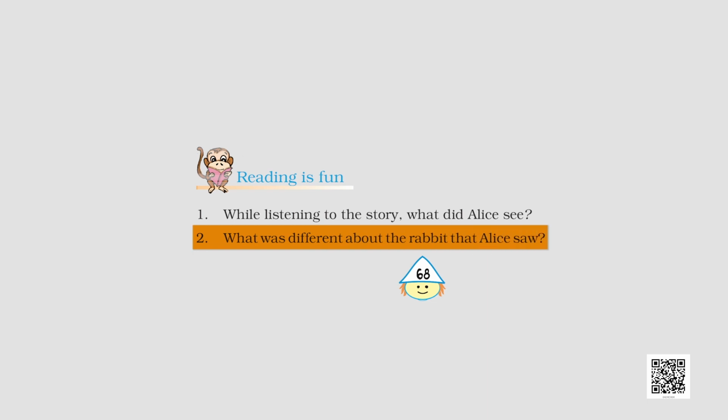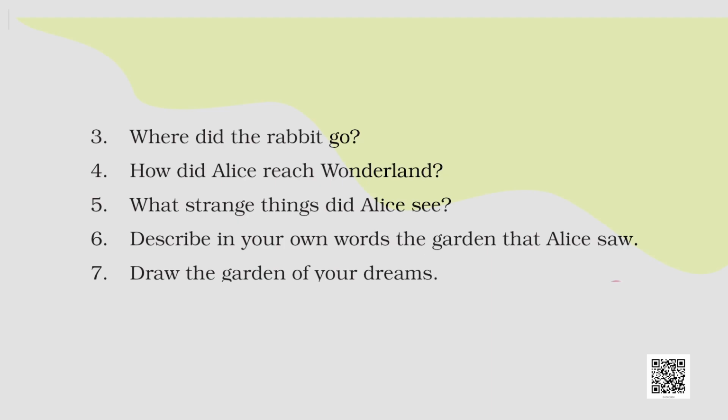The next question. What was different about the rabbit that Alice saw? Think for a while. What are the things that the rabbit had which normally rabbits don't? Yes, the rabbit could talk, it had a watch that it could read, and it wore a jacket and a waistcoat. Okay, excellent. Let us look at the questions on page 69.